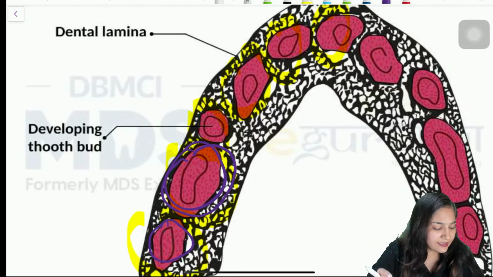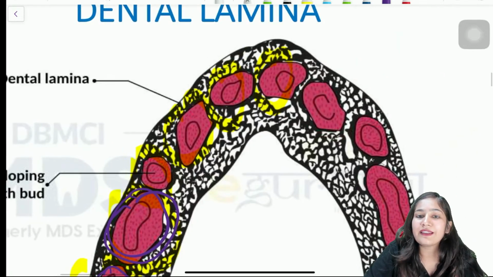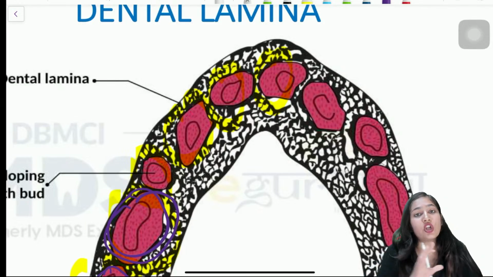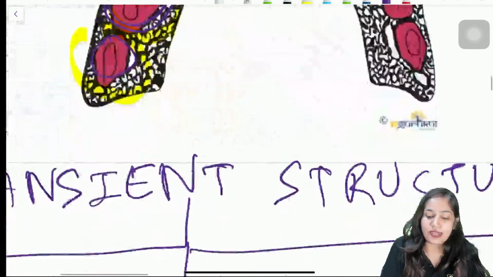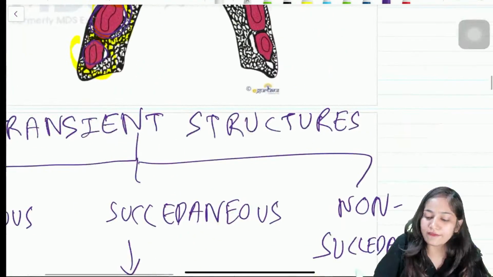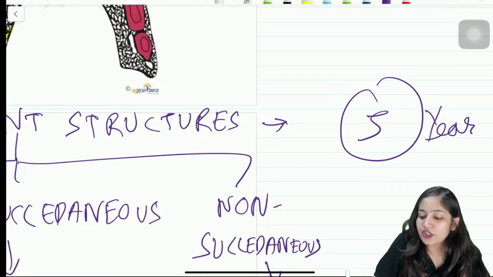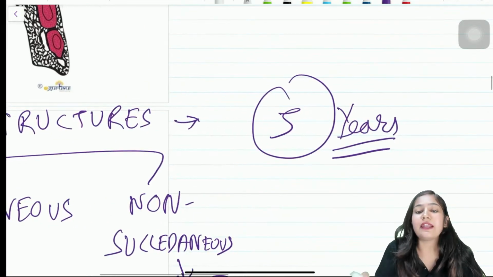As we have recently discussed, it is a transient structure, right? So its activity will not be permanent. It will be for only 5 years. So dental lamina will be active only for 5 years, after which it will be invaded by the underlying ectomesenchyme, leading to its degeneration.